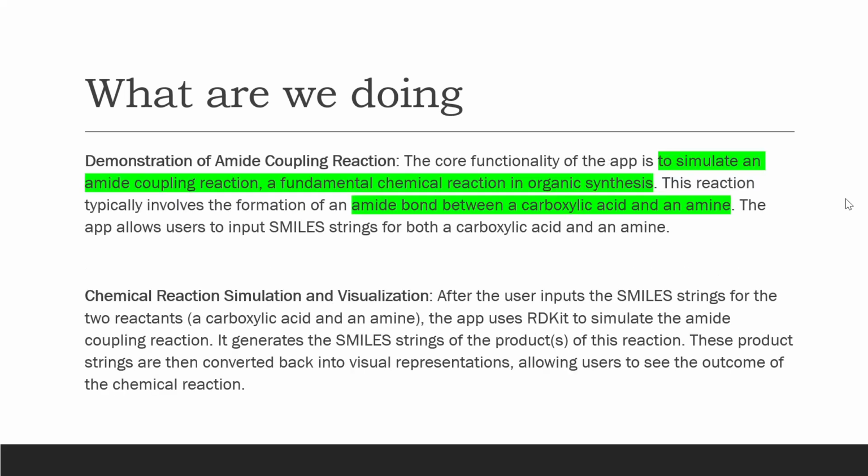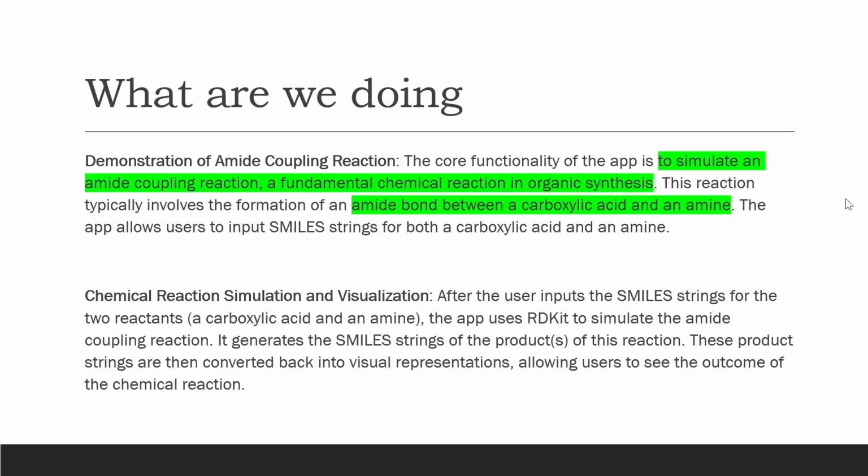So as you can see, I have highlighted the major points of the amide coupling reactions. We are simulating an amide coupling reaction, a fundamental chemical reaction in organic synthesis. The reaction typically involves the formation of an amide bond between a carboxylic acid and an amine. The app allows us to input the SMILES for both the carboxylic acid and the amine. So, chemical reaction simulation and visualization.